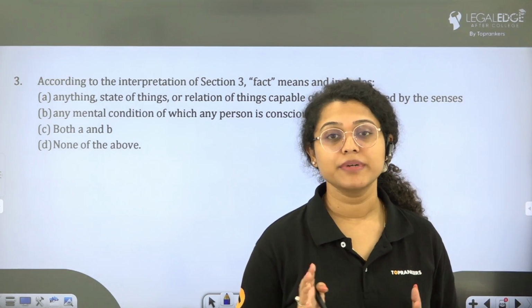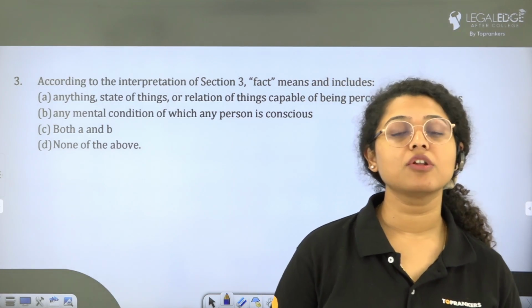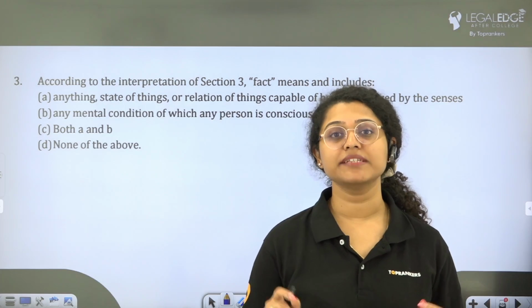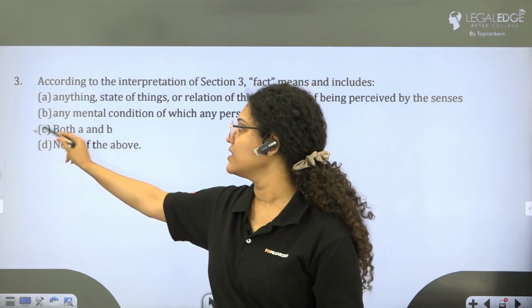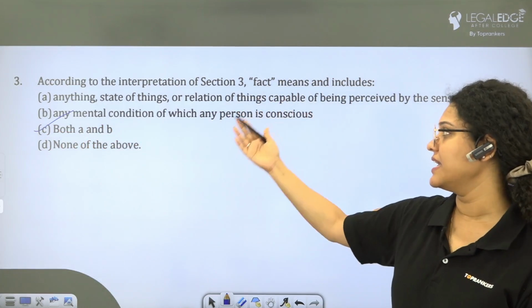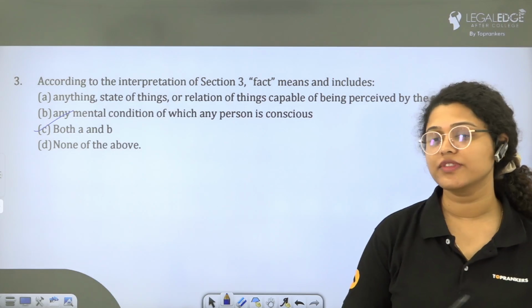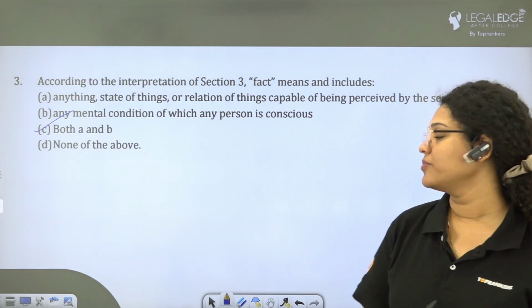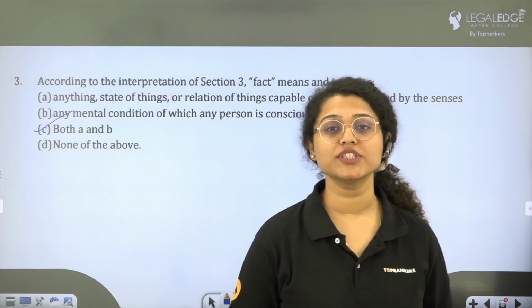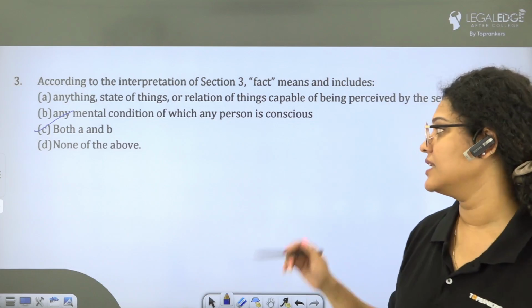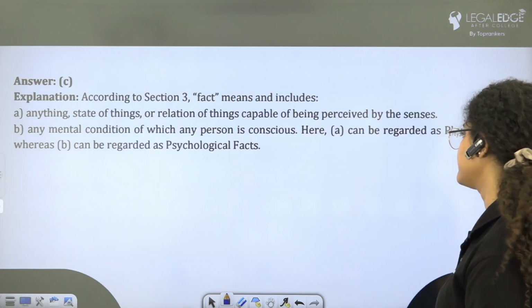So section number 3, which is the interpretation clause of the Indian Evidence Act, defines fact also, and according to it, C will be your answer. It includes anything, state of things, relation of things, and things capable of being perceived by the senses. It also includes any mental condition of which a person is conscious. So your answer here will be C.